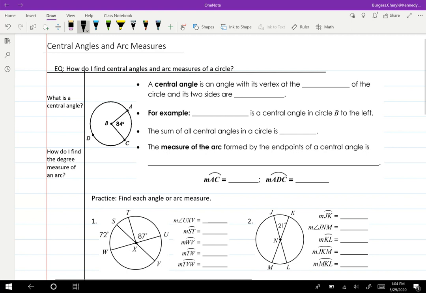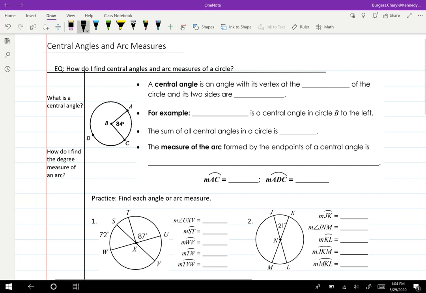Okay? So before we start, make sure that you have the notes outline either printed or copied down on a piece of paper, and make sure that you also have a pencil and a calculator. So the notes outline is available for you on Focus. You just need to download the attachment from the assignment. Okay, ready? Let's start. So how do I find central angles and arc measures of a circle?